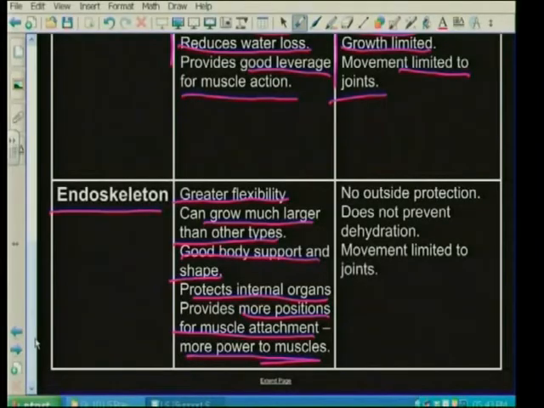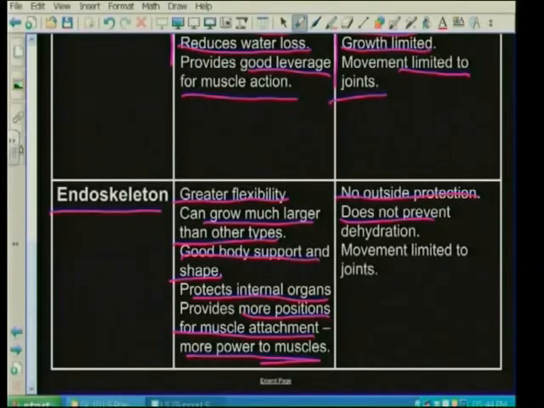The disadvantages now. First of all, there's no outside protection. Let's look at our own bodies. We have skin. Outside the skin, we've got nothing to protect our skin. The skin is a protector of the inside. So we have an outer covering, the skin, which will have to protect the rest of the body. So to a certain extent, there is no hard outer covering to protect us.